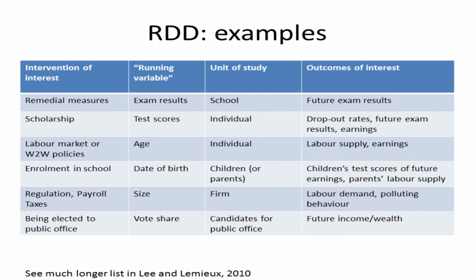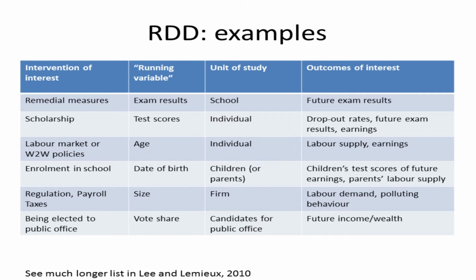Here are some real examples of studies that people have done using a discontinuity. So let's read it from left to right. People have looked at the impact of a school being placed in remedial measures on its subsequent exam results. It's not from the UK, but if a school did particularly badly, government came in and subjected it to remedial measures, and you want to know whether these remedial measures actually help the school's subsequent performance.